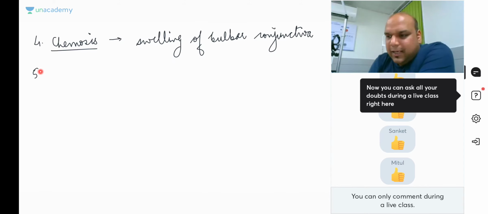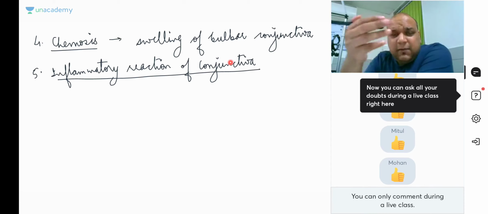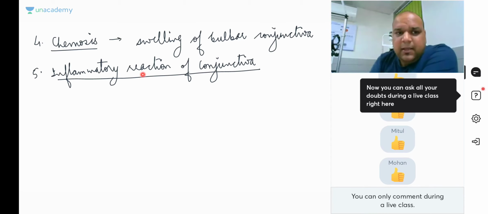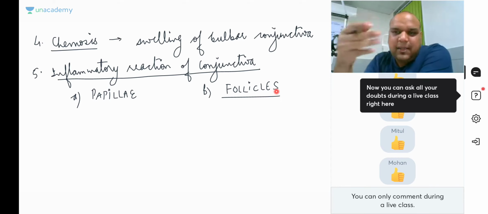Then the last important sign is inflammatory reaction of conjunctiva. If inflammation is occurring in conjunctivitis, conjunctiva will show some inflammatory response. These inflammatory reactions can be of two types. The first is called papilla. Very important, everybody. This is the basis of your conjunctivitis. If you understand this, there is actually nothing much more to understand than everything else. You just need to remember.